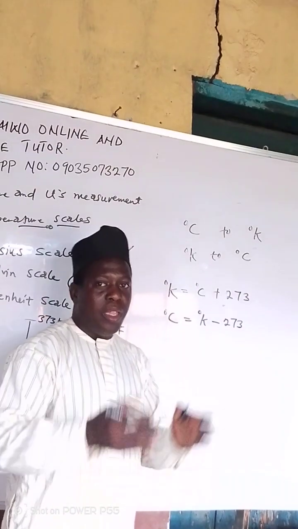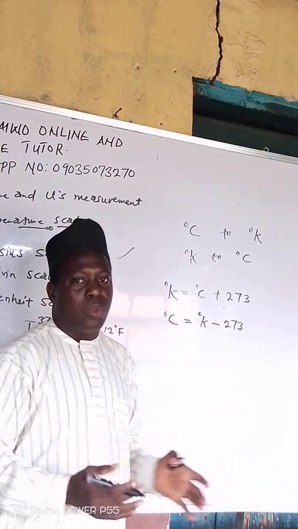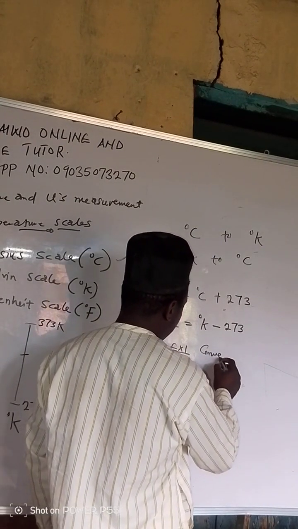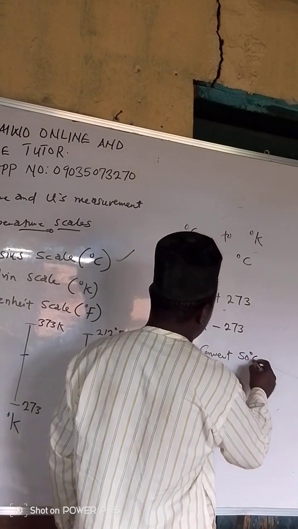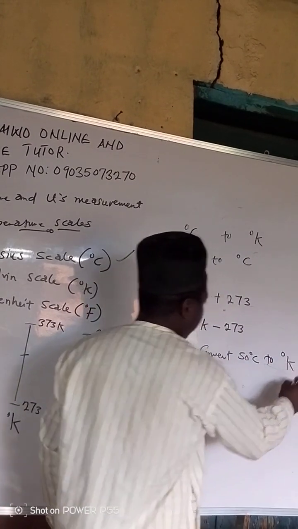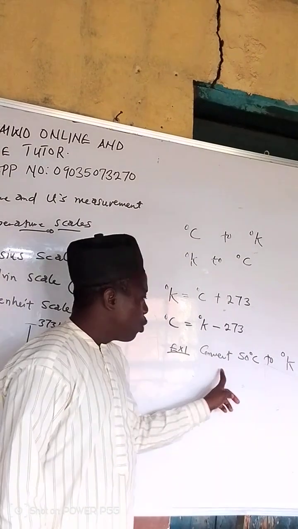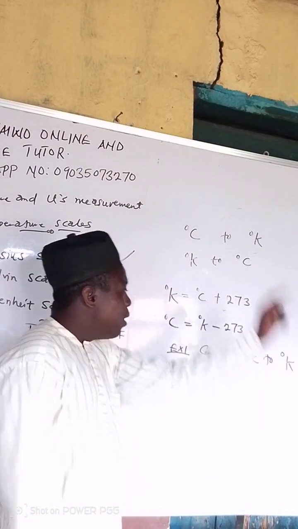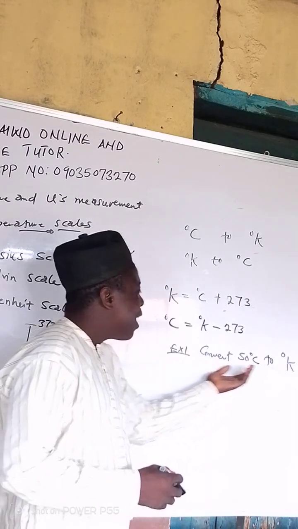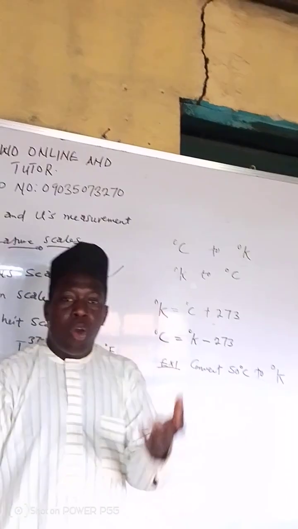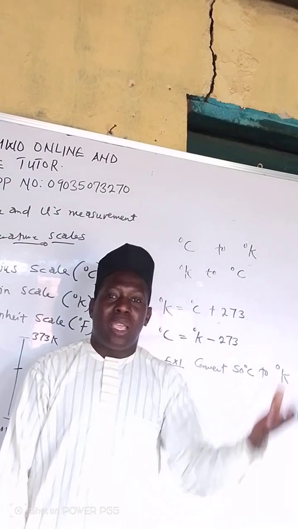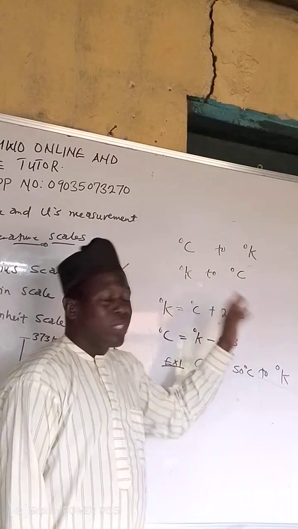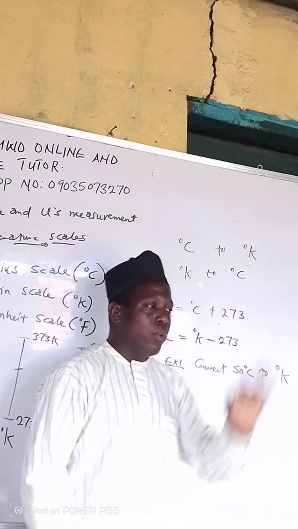Anything you have been given in degree Kelvin, minus 273. Let's look at an example: convert 50 degrees Celsius to degree Kelvin. The question says we should convert 50 degrees Celsius to degree Kelvin. Wherever they ask us to convert degree Celsius to degree Kelvin, our formula is degree Kelvin is equal to degree Celsius plus 273. We just need to add 273 to that.